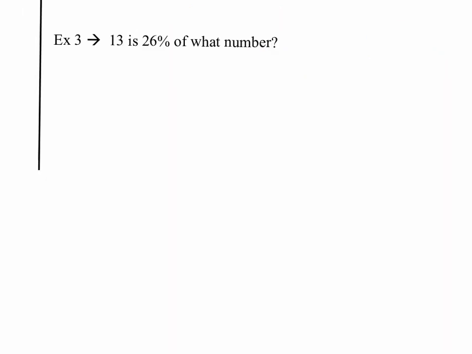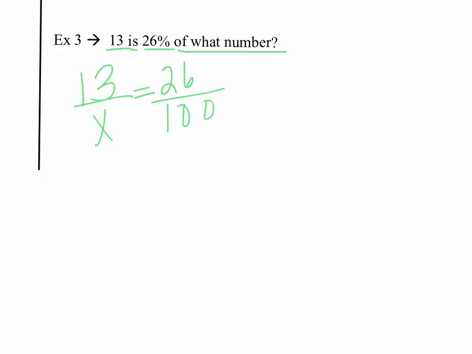Last example, and the third type. 13 is 26% of what number? Remember, is over of equal the percent out of 100. Do we know the is? Yes, we do. 13. Do we know the of? No, we do not. Do we know the percent? Yes, we do. 26 out of 100. This is your proportion. You're looking for x. Use your cross products.